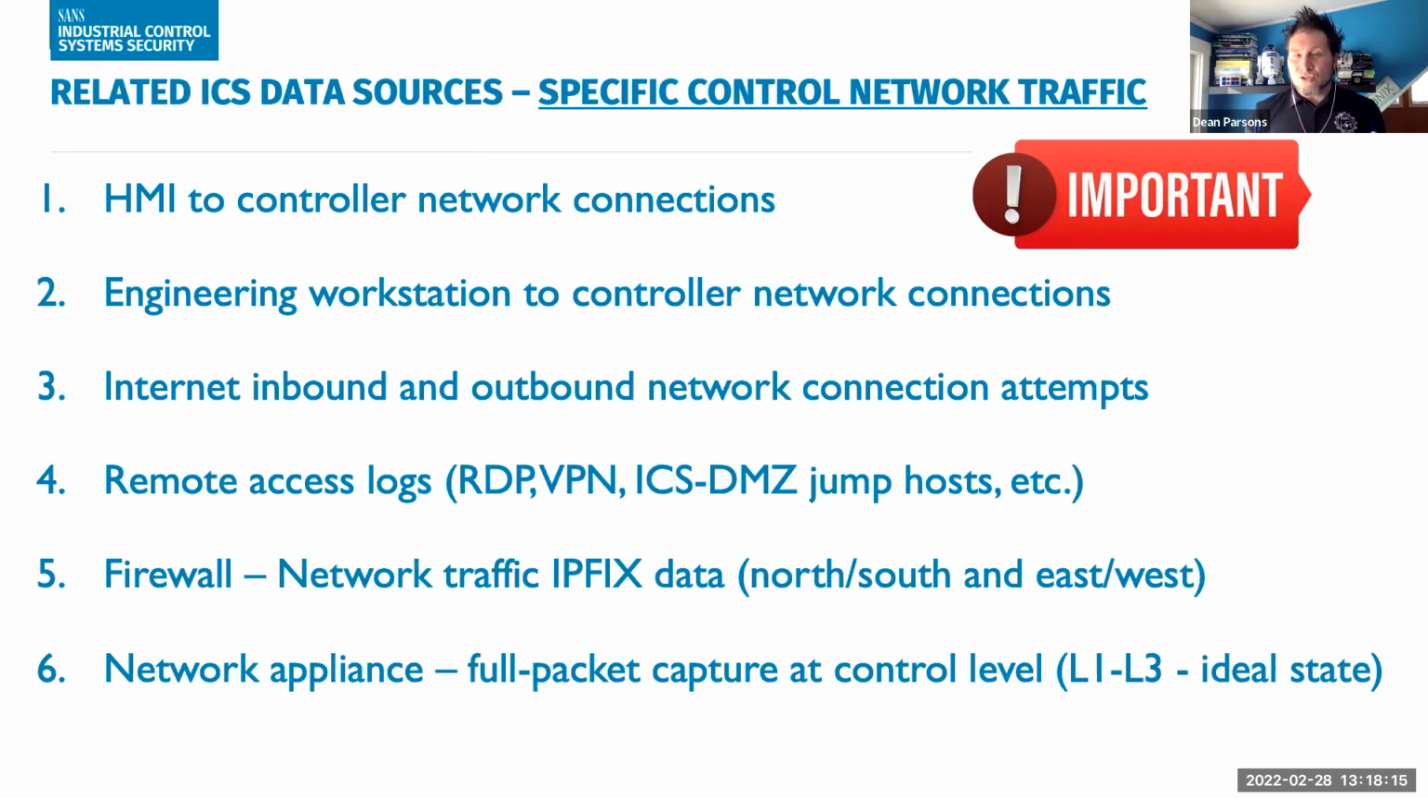Beyond that, of course, in general we're looking at north-south traffic, so internet-bound inbound and outbound network connections are also going to be critical to pick up things like C2s and exfiltration attempts, et cetera. Login access as well, remote access to a jump host in and out of level 3.5 potentially, or level 3, wherever your DMZ is for the ICS, is also critical to capture that data wherever you can, north-south in this case.